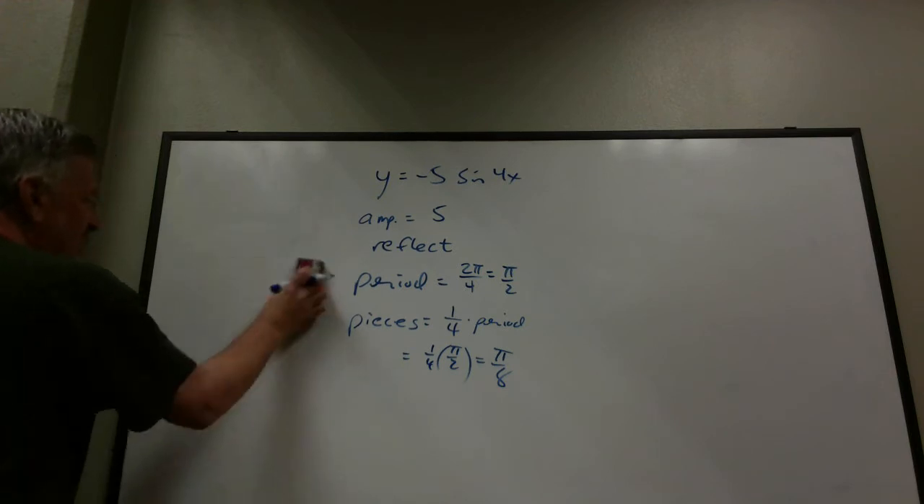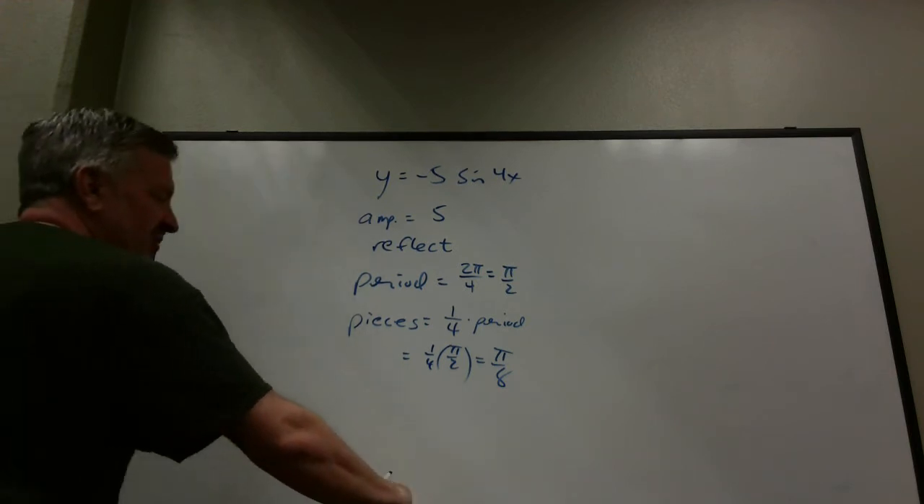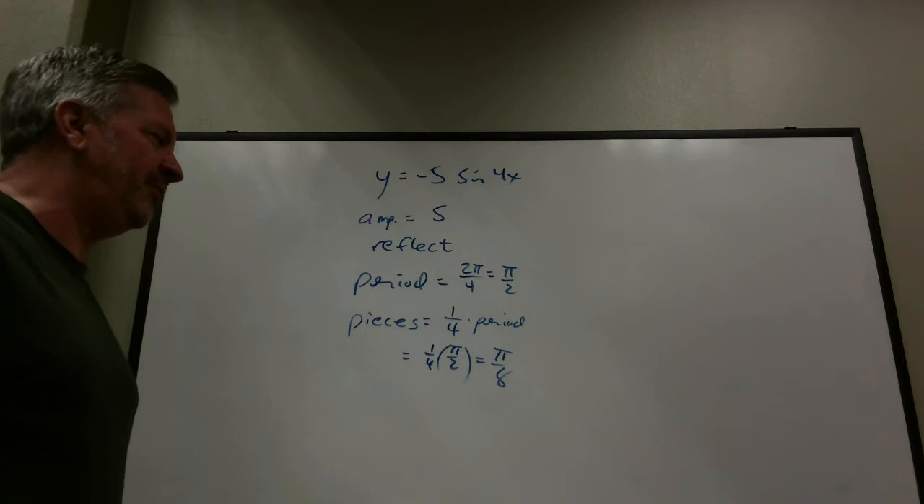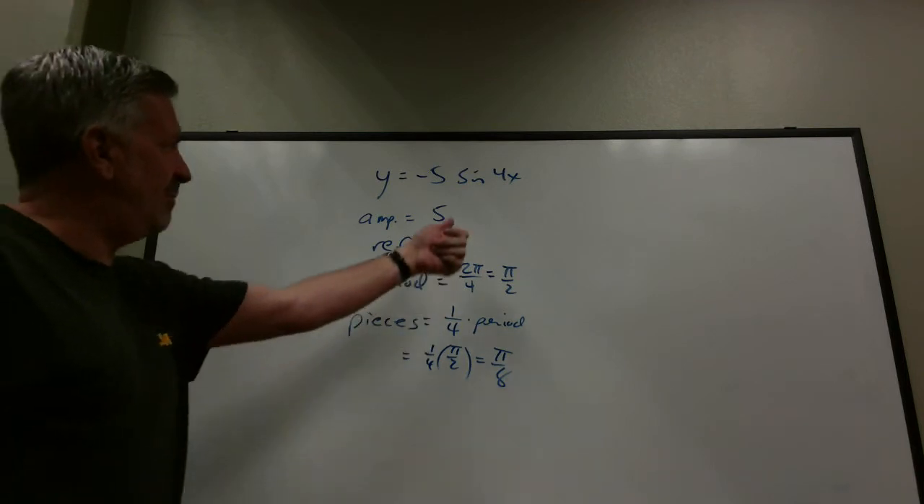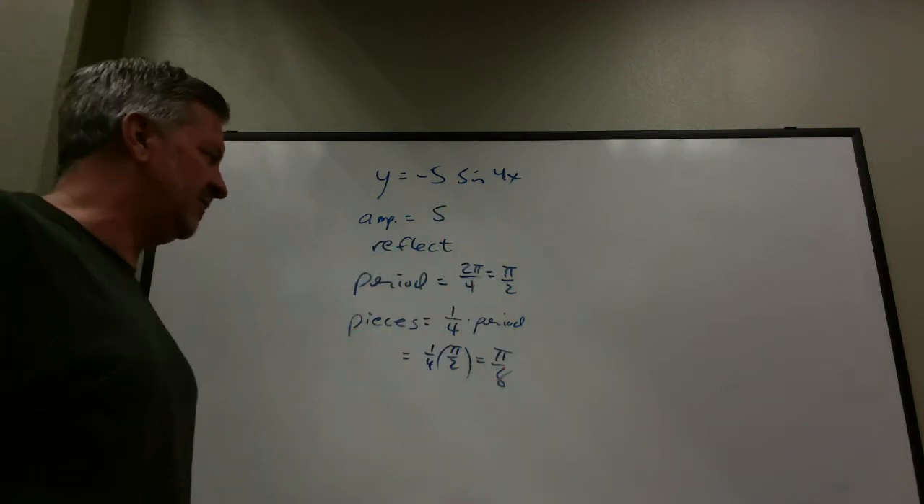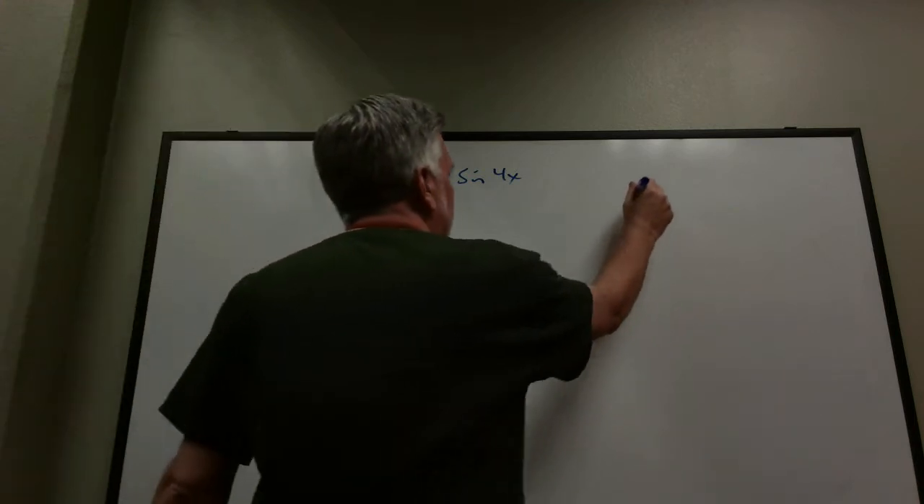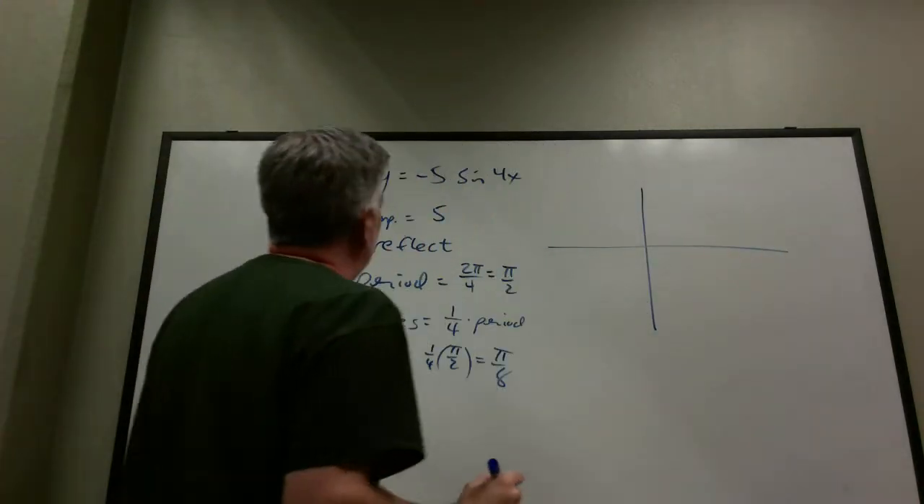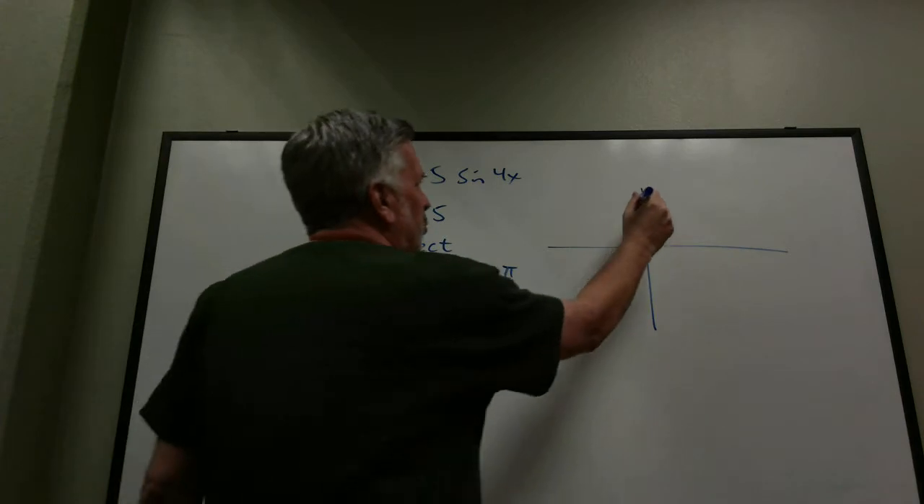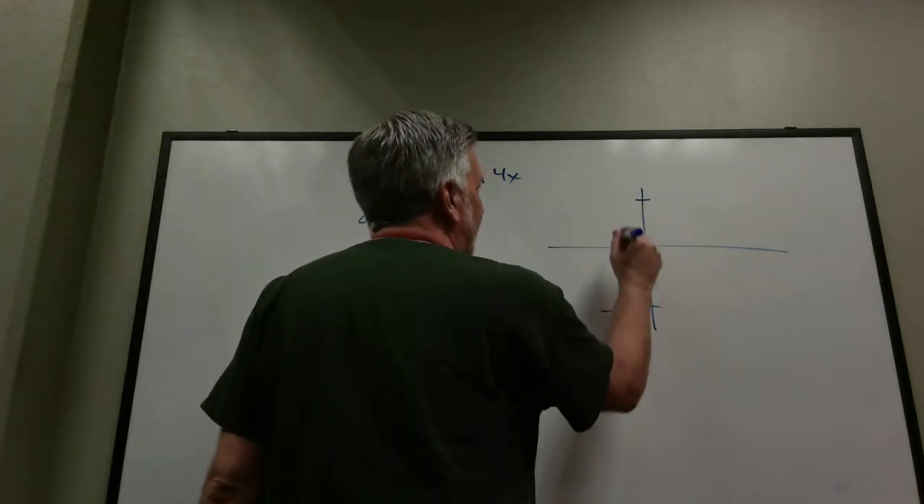So I didn't need to do that on the previous examples because we didn't change the period. We knew there was something important every pi over 2. But now we're changing the period, so something else is going on. Okay, let's see if we can do a rough sketch here. So my amplitude is 5, so my range is from negative 5 to 5.